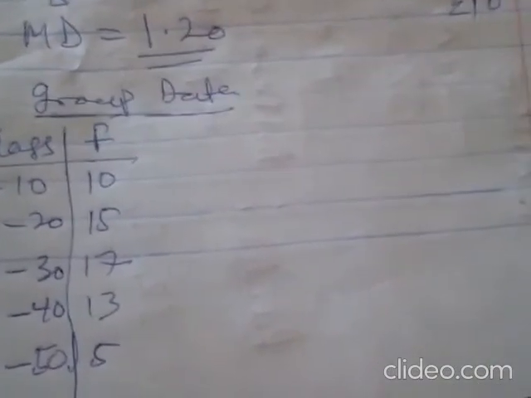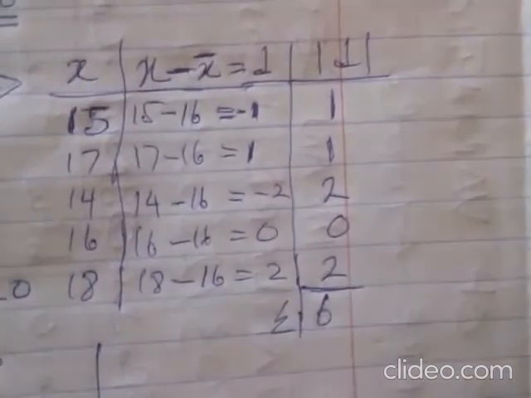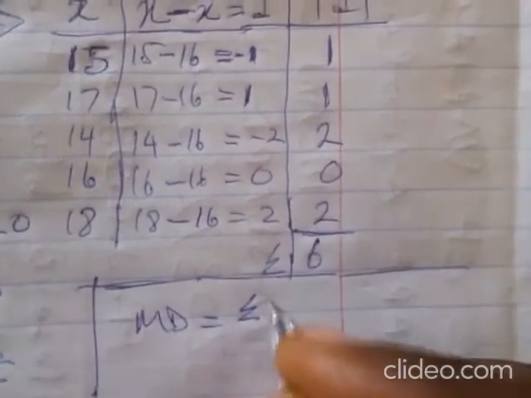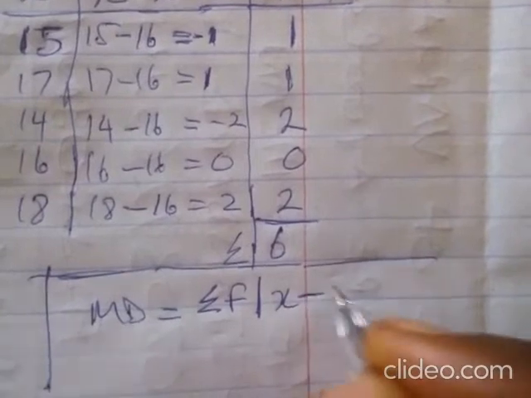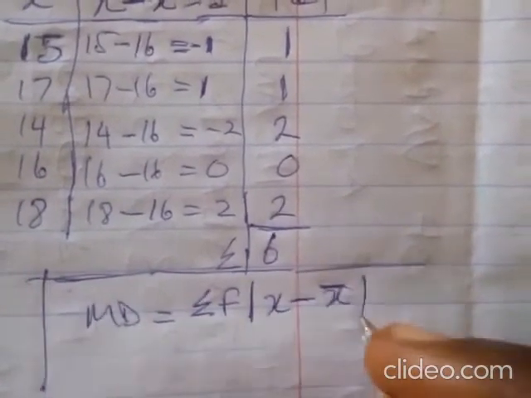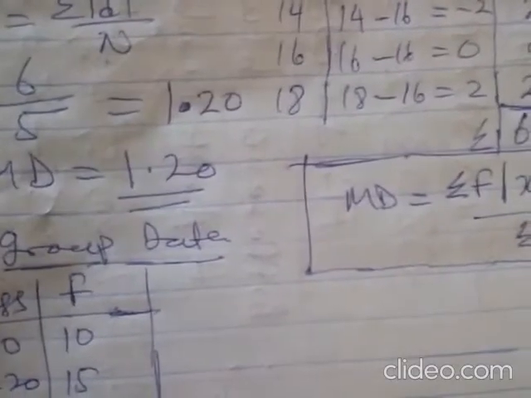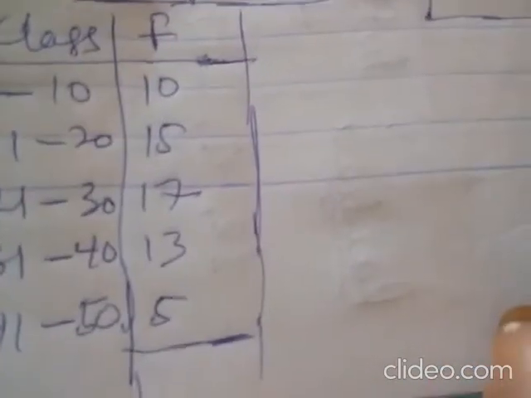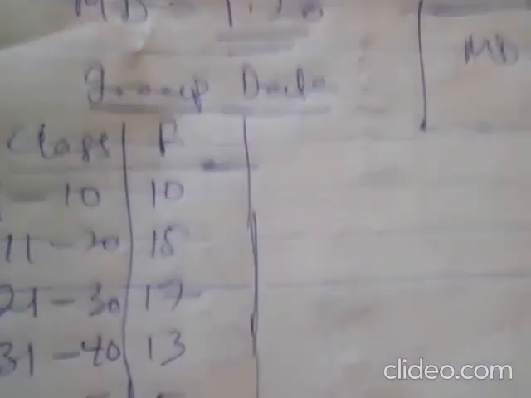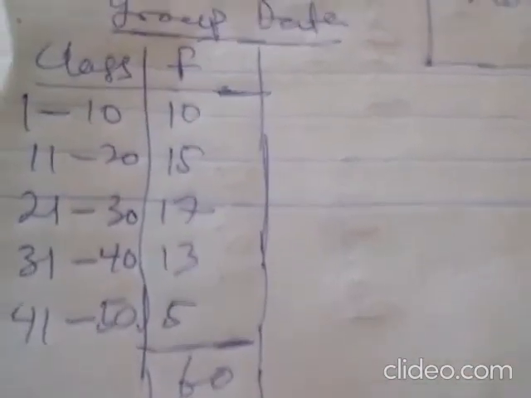Now, from the formula of our mean deviation for the group data, MD is equals to summation F modulus X minus mean X over summation F. So already common sense will tell you that there's F here, you can add up everything. So I will extend the table. I'll first of all get the addition of F here, which is 60, that's the summation.